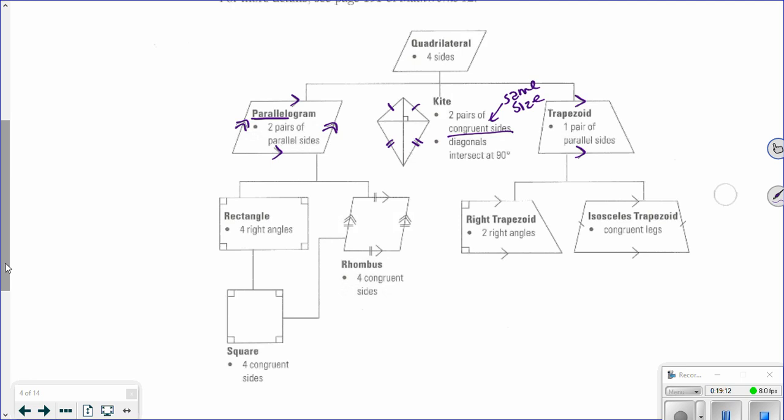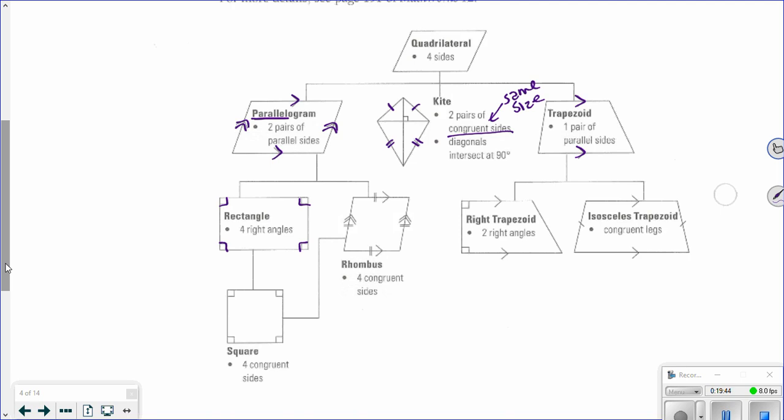If we go back to the parallelogram part, parallelograms can be split into more complex shapes. So a rectangle is a parallelogram that has four right angles. So a rectangle is all right corners. The top and bottom are still parallel to each other. The sides are still parallel to each other, but they're different sizes now. The top and bottom are the same size. Left and right are the same size.